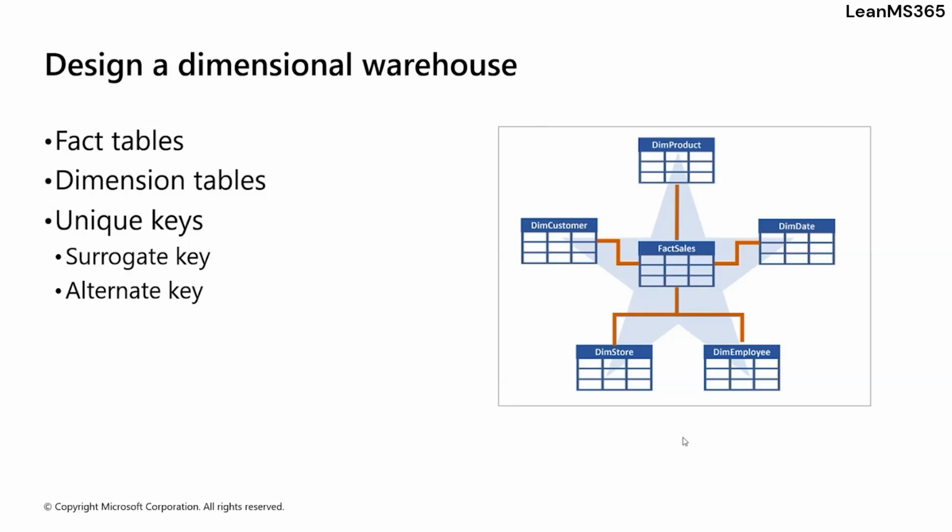Now, when we talk about designing a dimensional warehouse, tables in a data warehouse are typically organized in a way that supports efficient and effective analysis of large amounts of data. This organization is often referred to as dimensional modeling, which involves structuring tables into fact and dimension tables.